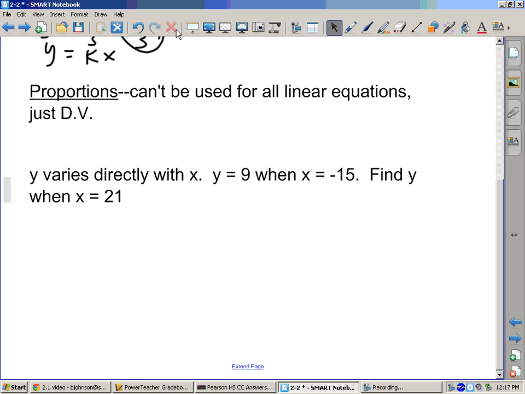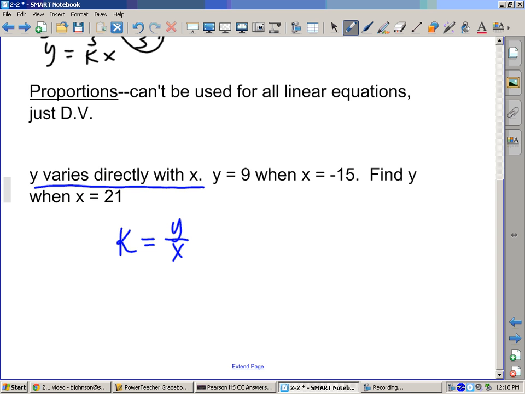All right, you can use proportions not for any linear equation, but only for things that are direct variation. So when we move on, I think it's the next section, we start doing other linear things. You cannot use proportions unless it's direct variation or similar figures in geometry or something like that. So it tells us y varies directly with x. So as soon as they say this, they're telling you that it is direct variation, and therefore all of our k's are constant throughout the whole problem. Therefore all of the y's over the x's should equal the same number.